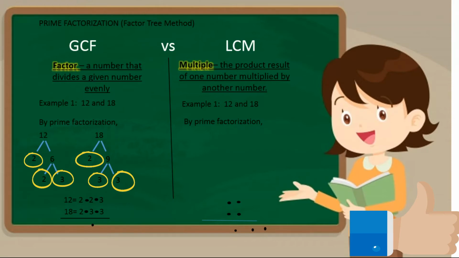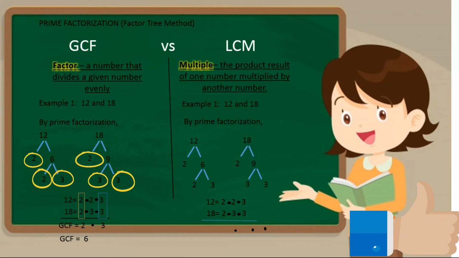In order to get the GCF, we will box the common factors. So the common factors are 2 and 3. So for the GCF, you bring down the common factors, or the numbers in the box, as one. So we have 2 times 3 is 6. Therefore, the GCF of 12 and 18 is 6. For the LCM, we do the same.